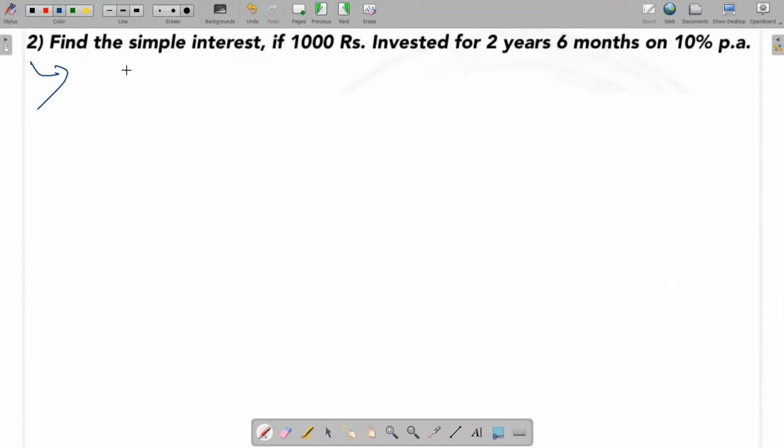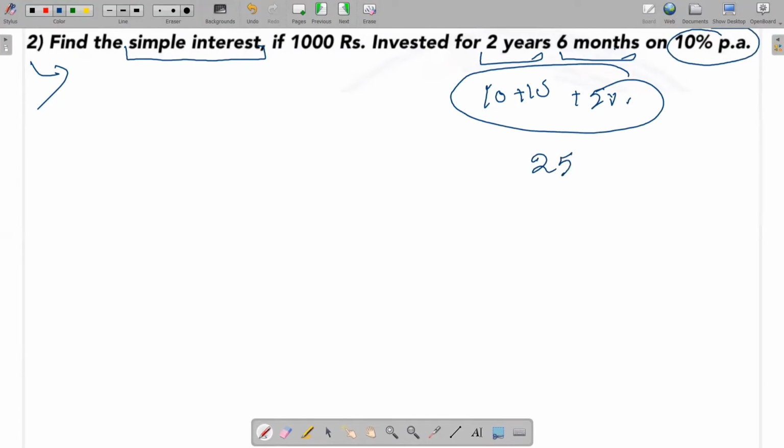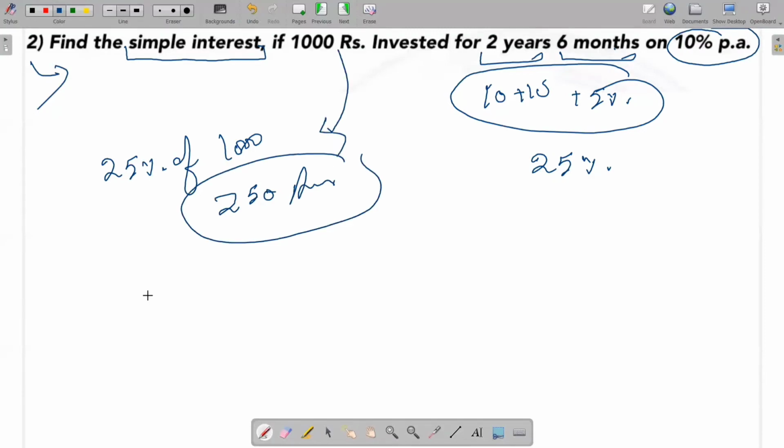Whatever answer we are getting, we have to calculate simply, because simple interest rate is calculated only on the amount you have taken. That interest rate never changes. So I can directly calculate for the first year 25% or whatever it will be, and for the second year, third year, it will be the same. So for 2 years, it will be 10 plus 10. For 6 months, this will be 5% because 10% is for 12 months. So for 6 months, it will be 5%. Means total is 25%. So let's calculate the 25% of 1000. How much is it? 250 rupees. This is the answer. This is the interest for the 1000 rupees.